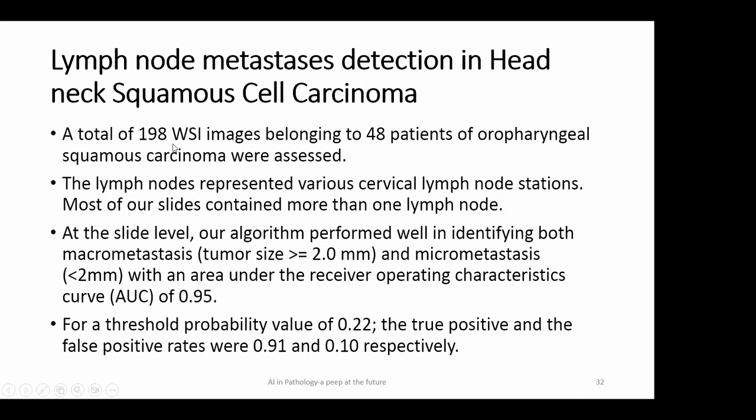We built a model where we took 198 whole slide images of 48 patients with oropharyngeal carcinoma, and we looked at the lymph nodes. We have a very significantly high performance, where our AUC, area under the curve, was almost 0.95. Then we have to decide on a threshold of probability as to when to call a node positive in an automated way. When we used a threshold of probability of 0.22, the true positive and false positive rates for detection of lymph node metastasis of squamous cell carcinoma were almost greater than 90% and less than 10% respectively. These are obviously preliminary results. We are still working on it to make it much better, and we are hopeful that we will also deploy this for our own usage in our day-to-day work for our own patients.